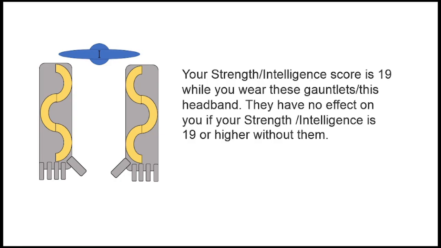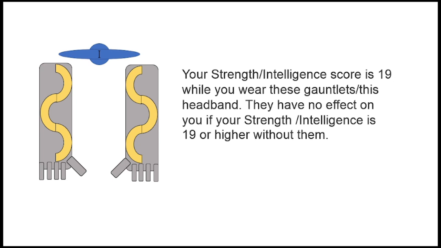Number 2, the Gauntlets of Ogre Power / the Headband of Intellect. Your strength or intelligence scores 19 while wearing these gauntlets / this headband, and they have no effect on you if your strength or intelligence is already 19 or higher without them. Now, these are technically 2 items, but they do the same thing for different stats. They set the strength or intelligence score, respectively, to 19. That's a +4 modifier to checks made with either of those stats.